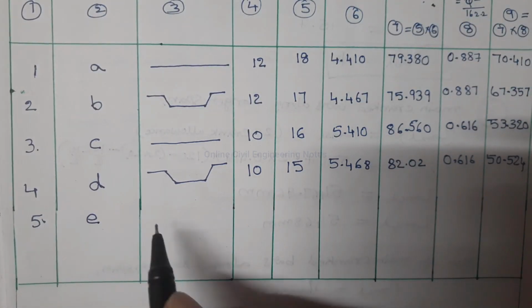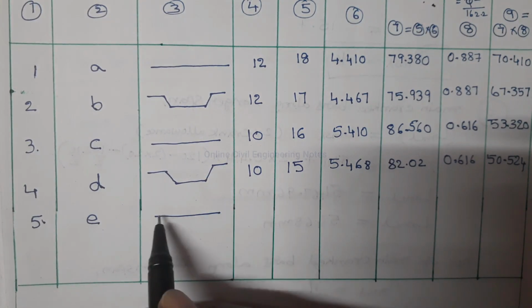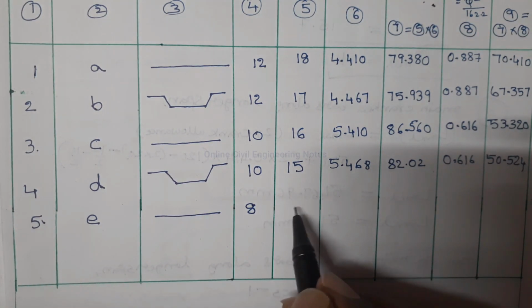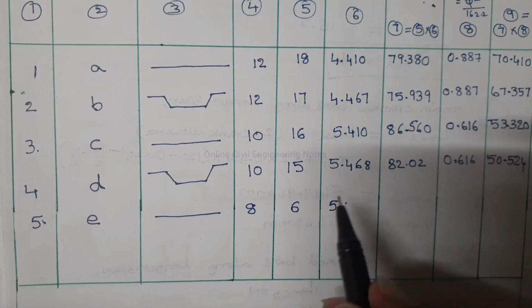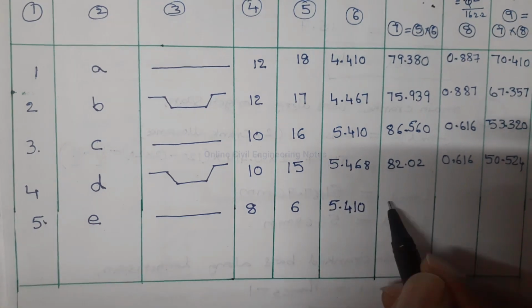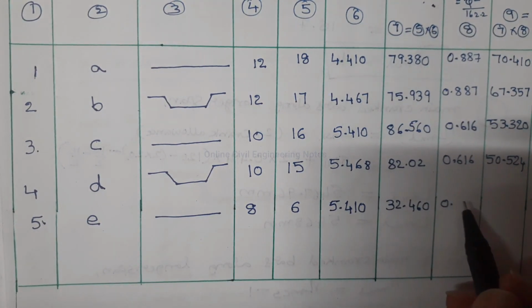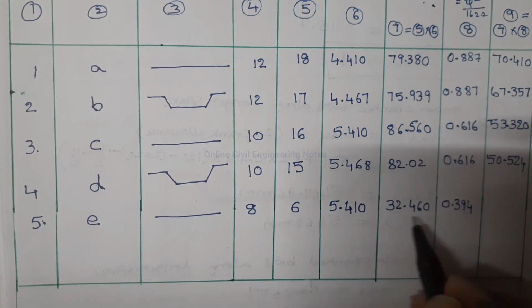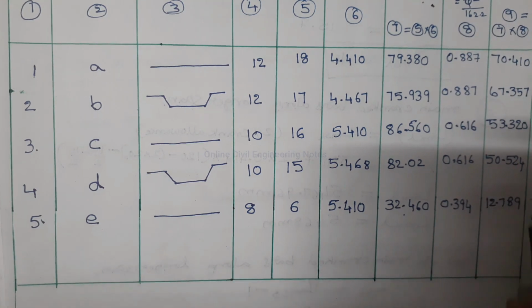Next one is E, which is the hanger bar or anchor bar along the shorter span. Diameter of hanger bar is equal to 8 mm. Number of bars is 3 plus 3, 6 numbers. Length of one hanger bar along the shorter span is 5.410 meters. Total length 32.460 meters. Weight per meter length of steel is equal to 8 square by 162.2, 0.394 kg per meter. Total weight is equal to 32.46 into 0.394, 12.789 kgs.